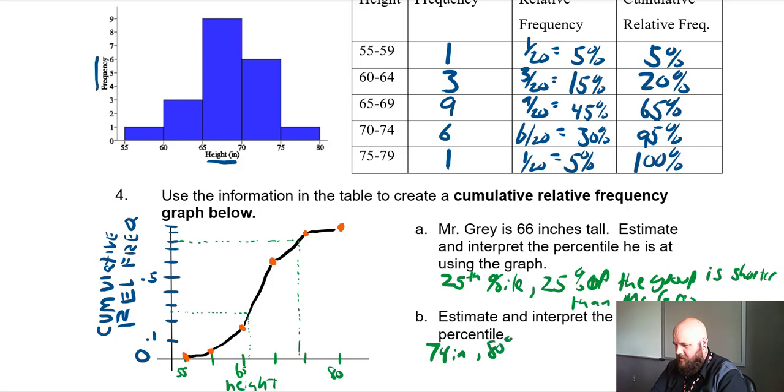So 80% of the group is shorter than 74 inches. 80% of the group is shorter than 74 inches. All right, now that should take care of percentiles. Hopefully that helps you understand a little bit better, and see you next time.